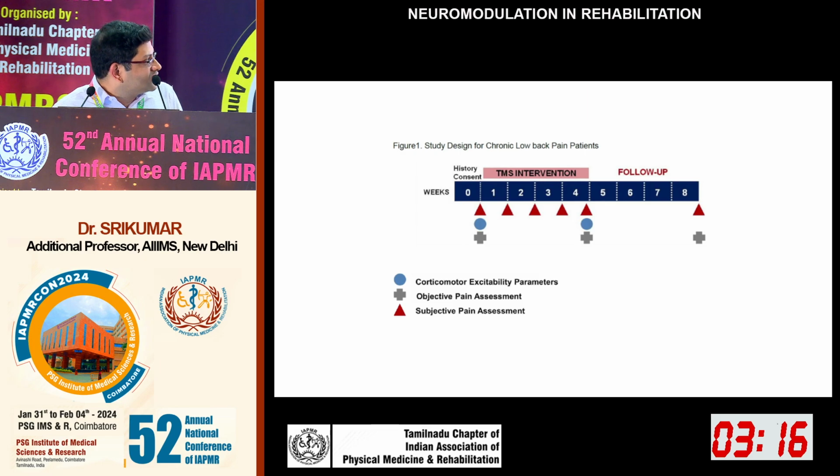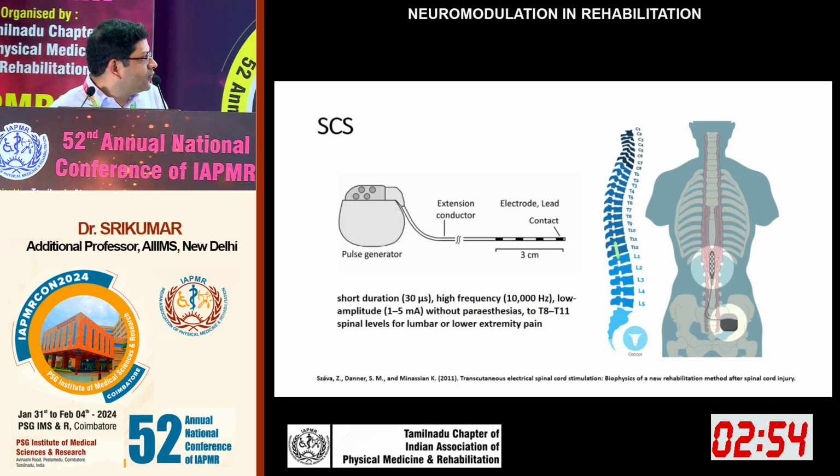This was a study that was planned in our research lab. Unfortunately, I do not have the results of this study. Probably in the next conference, I will share it. We planned the TMS intervention in chronic low back pain patients in the first 4 weeks, and we are looking at what it changes in the corticomotor excitability, thereby whether it is causing any neuroplasticity effects in a patient with refractory chronic low back pain.